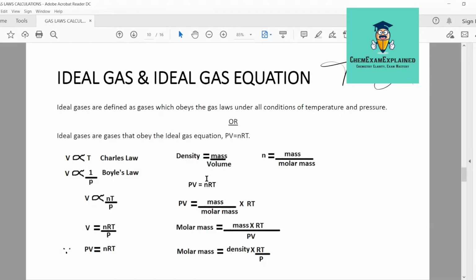So we just simply change n to m over molar mass. And then once we have mass, we combine the mass with the volume to provide density. And now we have molar mass equal density times RT over P. So this equation can be used if we're given density in the problem and we want to find the molar mass or temperature or the pressure.